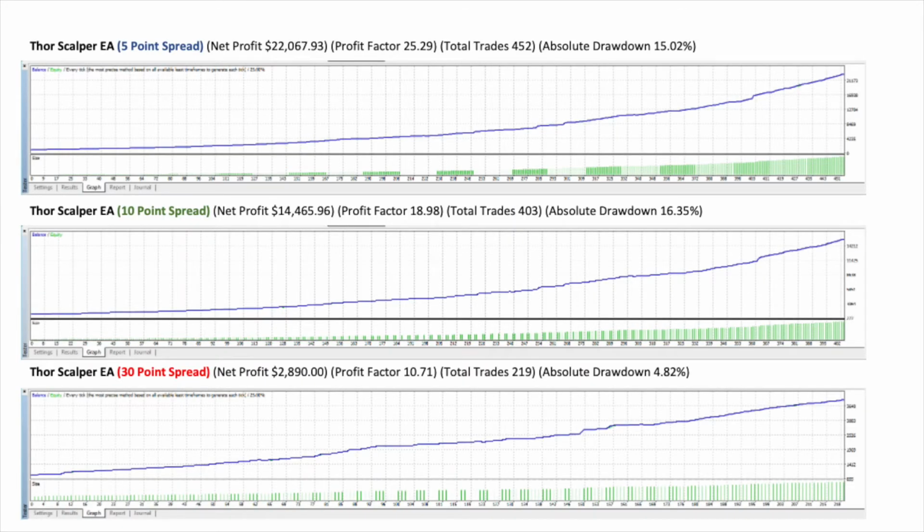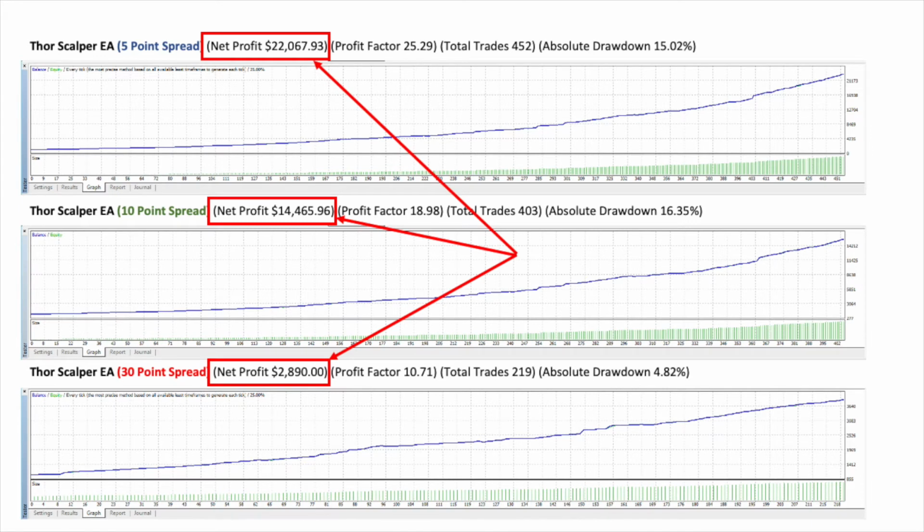A comparison of the results of the Thor Scalper shows that it is sensitive to the size of the spread. The higher the spread, the more negatively it affects the performance of the EA. This is also true for most, if not all, other EAs. Although the overall performance of the EA is affected by the size of the spread, its performance remains stable.